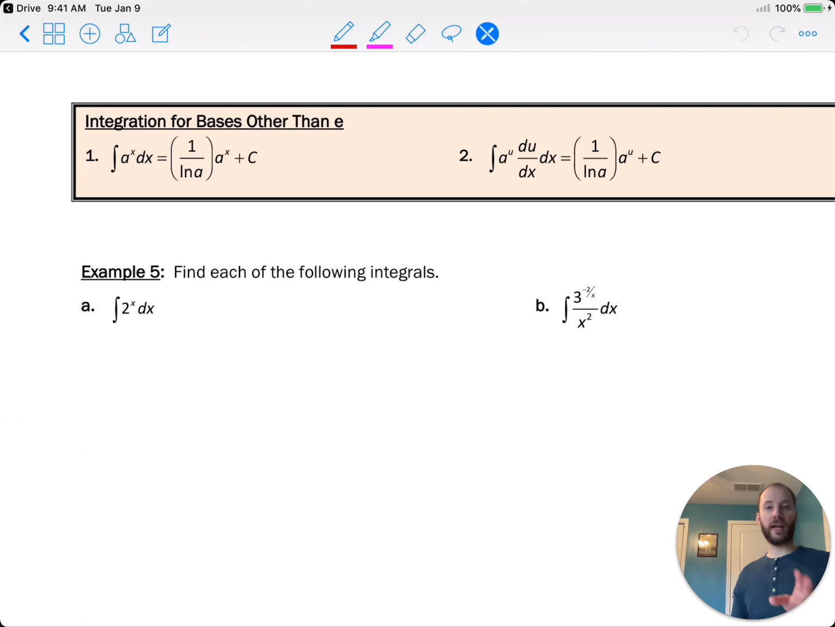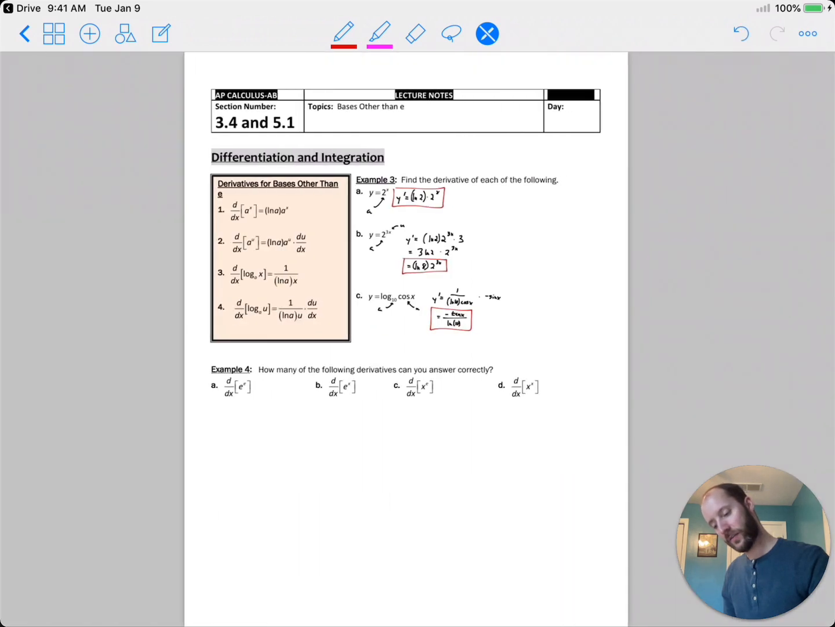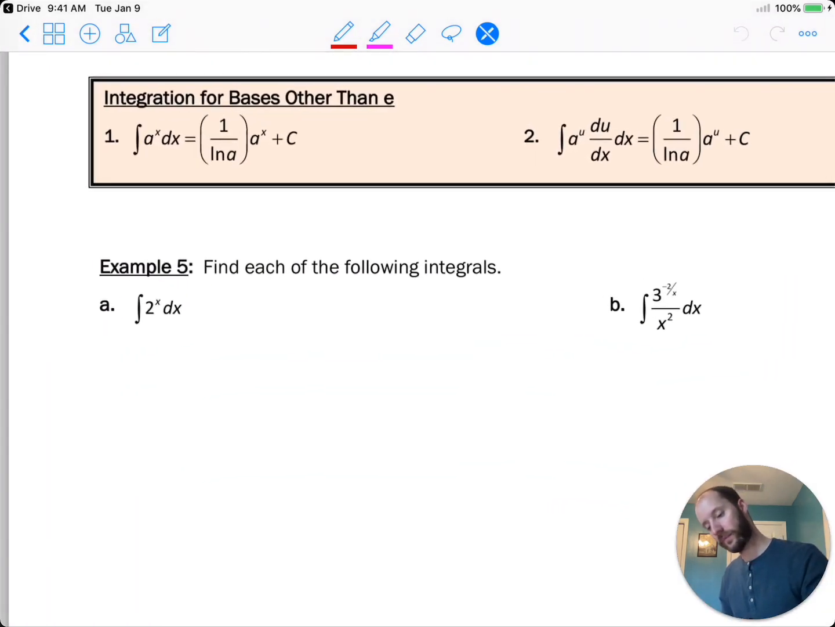Then start back up, we're looking at integration, okay? So this is section 5.1, I think.